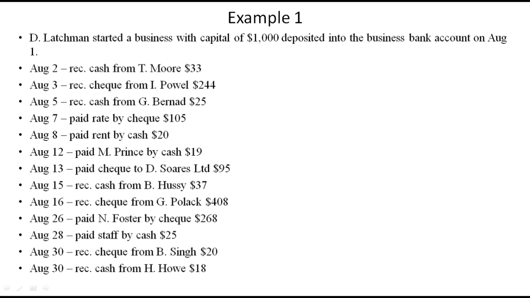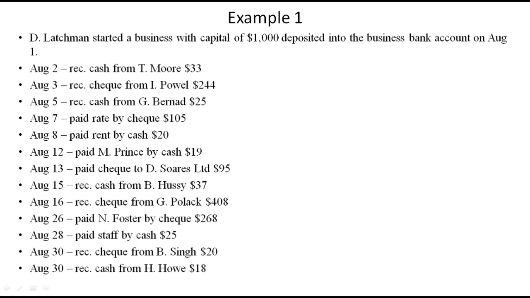D. Latchman started a business with capital of $1,000 deposited into the bank account on 1st August. 2nd August, received cash from Timor, $33. 3rd August, received check from I. Powell, $244. 5th August, received cash from G. Bernard, $25. 7th August, paid rates by check, $105. 8th August, paid rent by cash, $20. 12th August, paid Imprints by cash, $19.